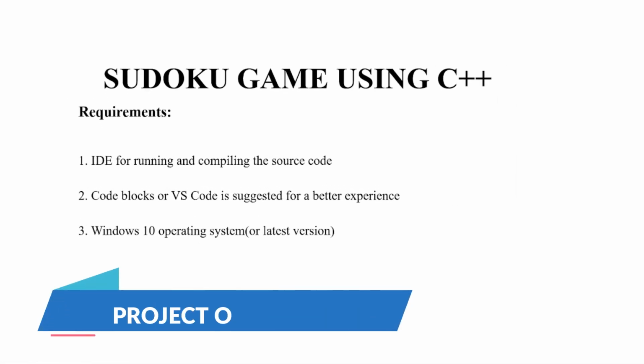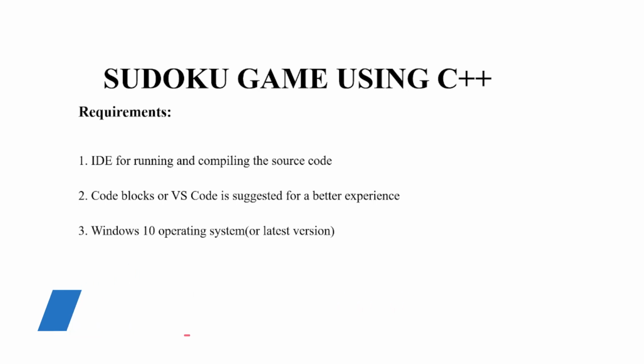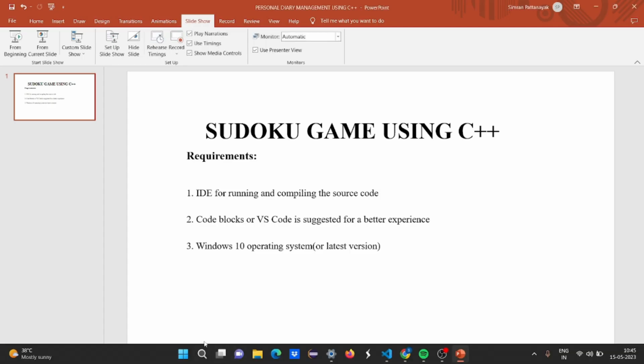Today we are going to make a C++ project on the topic Sudoku game. So let's see the requirements of this code. First, you require an IDE for running and compiling the source code. Second, you require Code::Blocks or VS Code or any other text editor for your better experience. Then you require an operating system. Again, you may use any operating system as per your choice, but the recommended ones are Windows 10 or any other latest version. So now I'll be explaining the code. How does the code work?